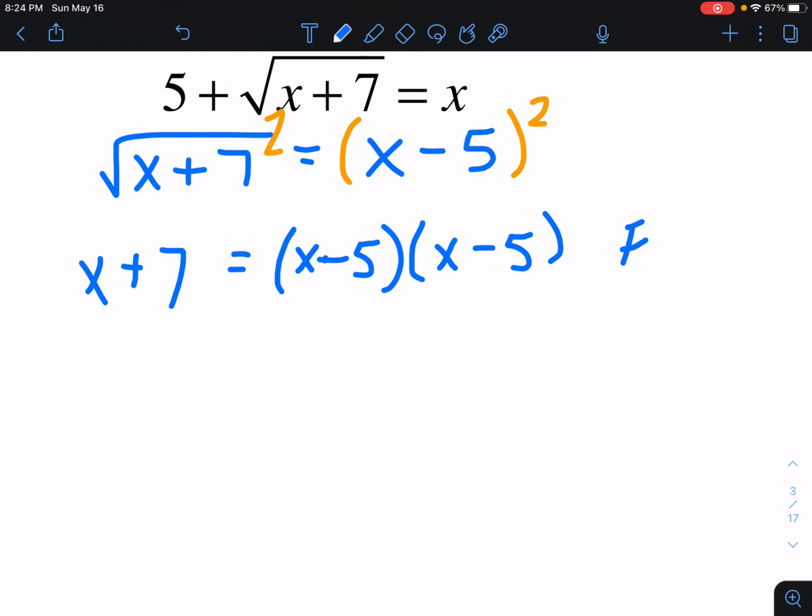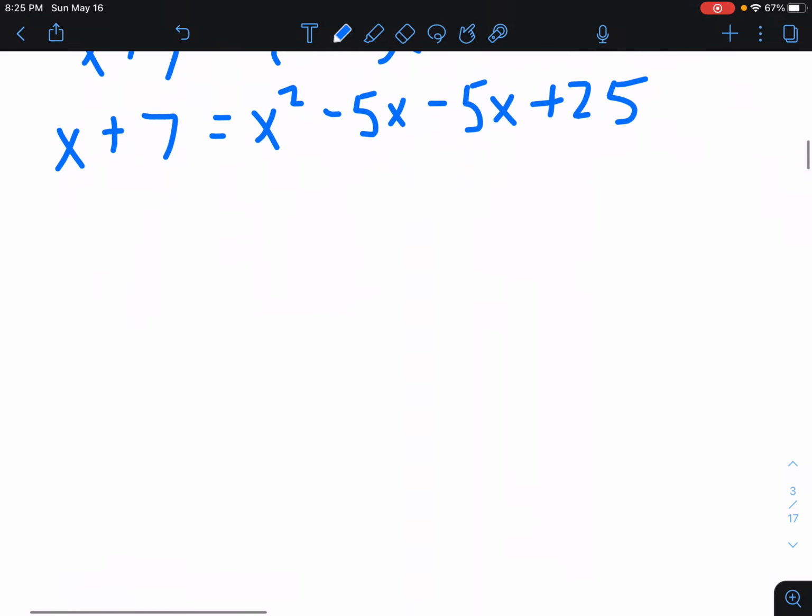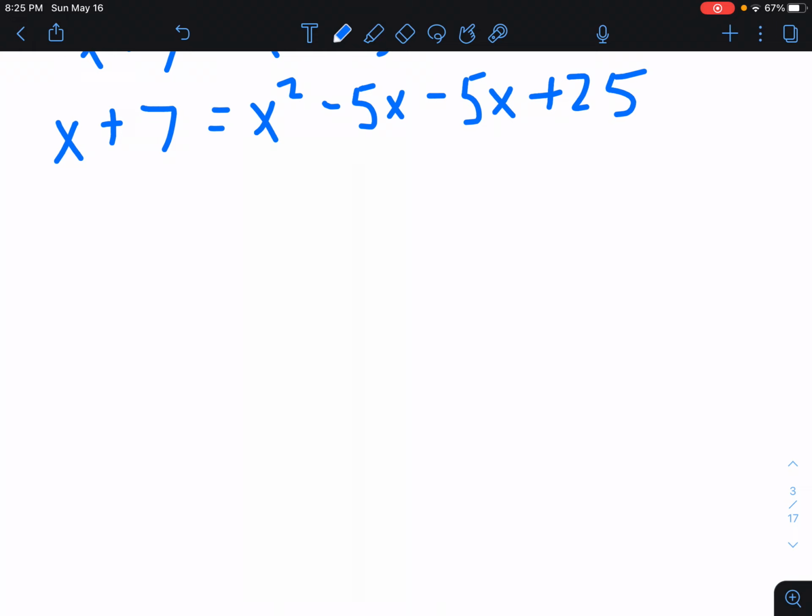So I'm going to FOIL this right now. First, outer, inside, and last. Now, many people get stuck at this point, but we have to look at what kind of equation it is. It has an exponent of 2 in it. That means it's called a quadratic equation. And a quadratic equation, we want to set it equal to 0, and then we can either factor or use the quadratic formula. So first, before I do that, let's combine like terms.